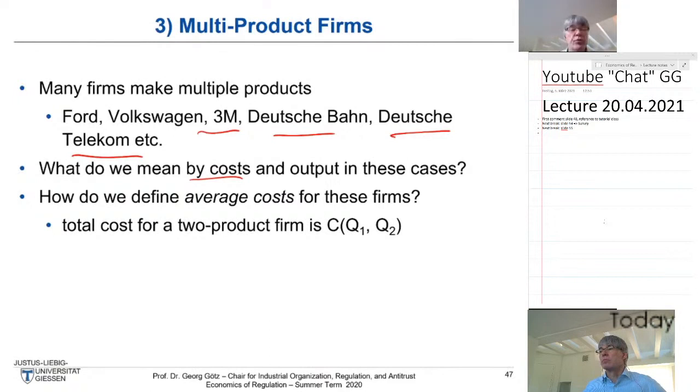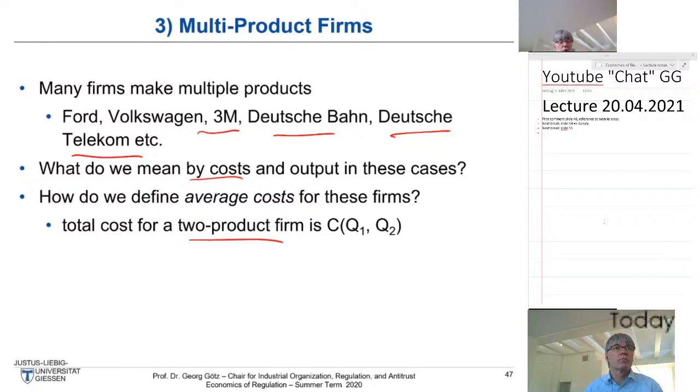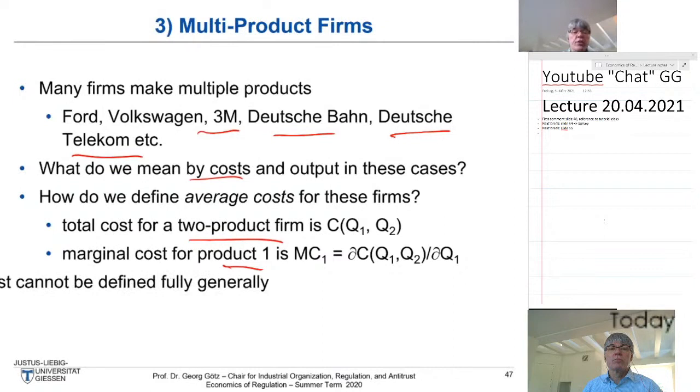What is rather straightforward is to estimate or measure the total cost for a two-product firm. I myself drive a Volkswagen Touran, so I will just give as an example the Touran and the Polo. Here you have these two products which you produce. The marginal cost for each product should be rather clear: what does it cost Volkswagen to produce one additional Touran or one additional Polo?